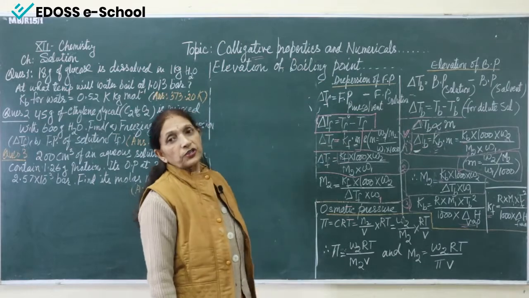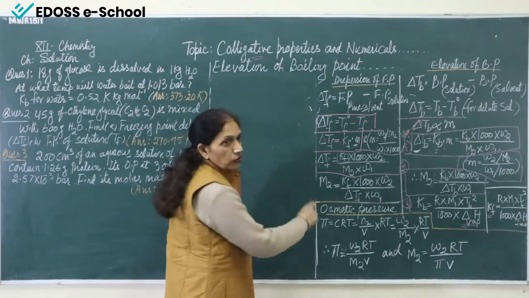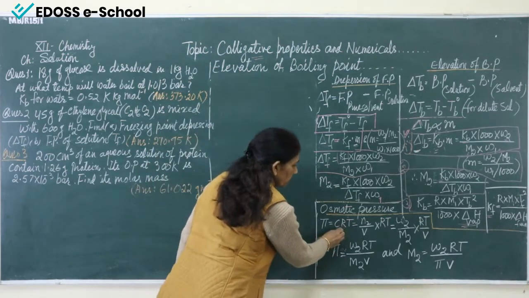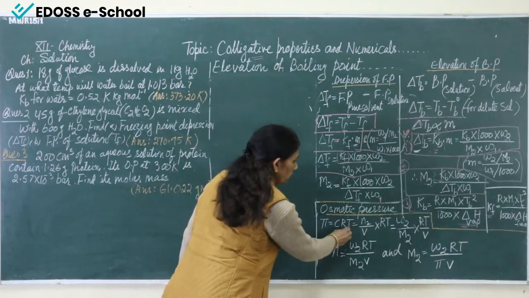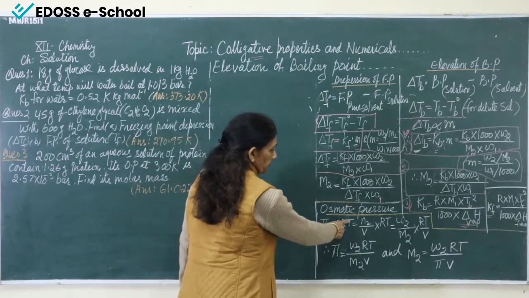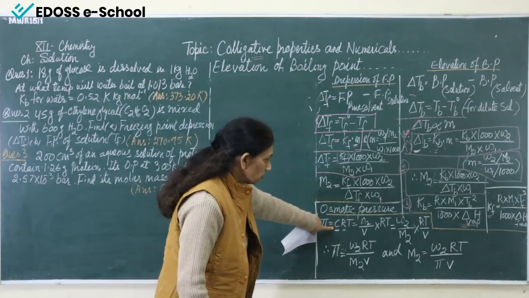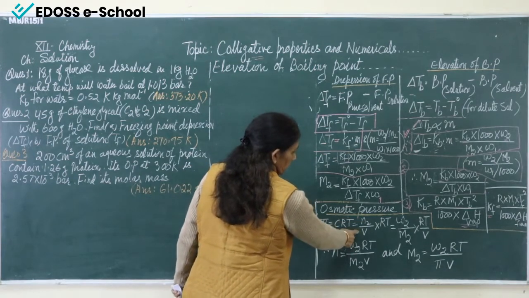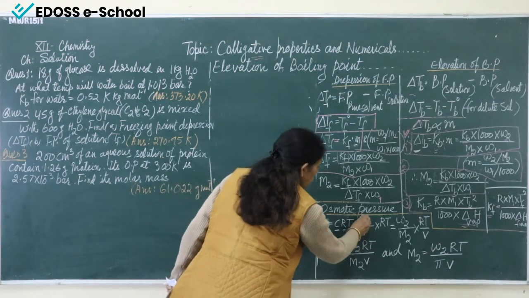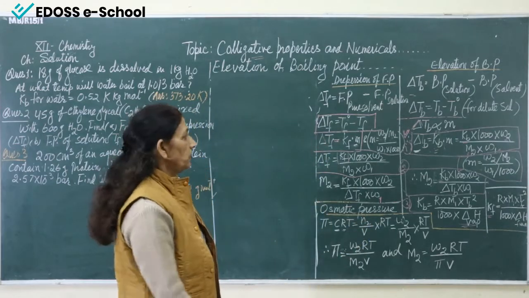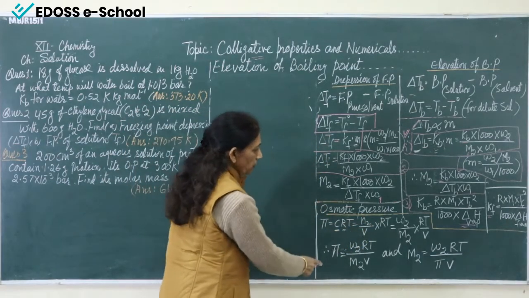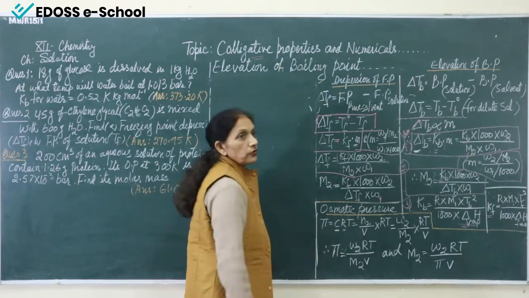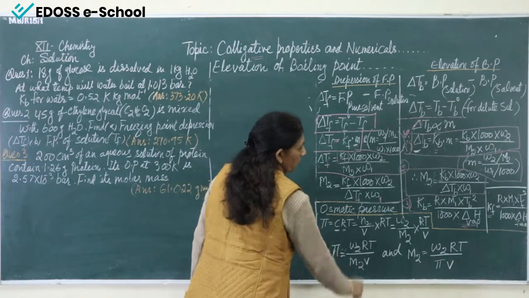The symbol of osmotic pressure is pi. Pi means osmotic pressure, and osmotic pressure is equal to CRT. C means concentration, R means gas constant, the value is fixed, and T means temperature. So concentration, this is C. Concentration we know is equal to n2, moles of solute upon V. So C is equal to number of moles upon volume, n upon V, and 2 is for solute, and R and T we have already put here.